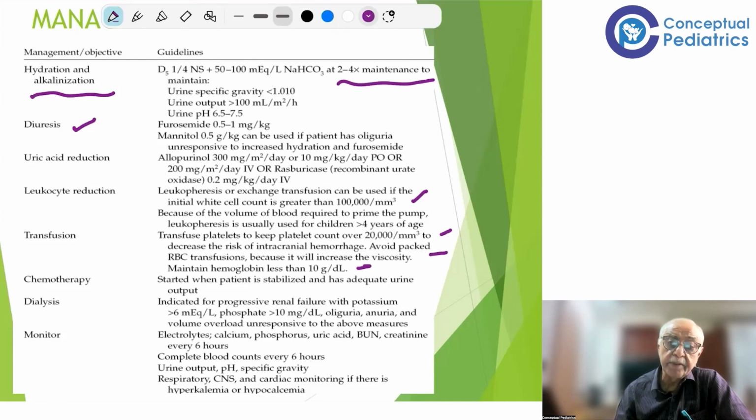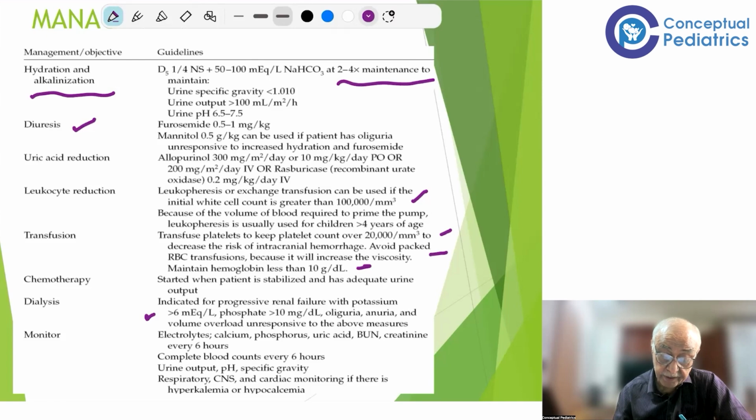Yes, there is sometimes an indication of dialysis, which I mentioned. That is, supposing there is a progressive renal failure, if potassium is going very high, that is more than 6 milliequivalents per liter, or there is oliguria, anuria, or the volume overload is there, which is unresponsive to the above measures. That is, we have given the diuretics, but the overload is still there. Then sometimes, not very commonly, we may have to resort to dialysis.